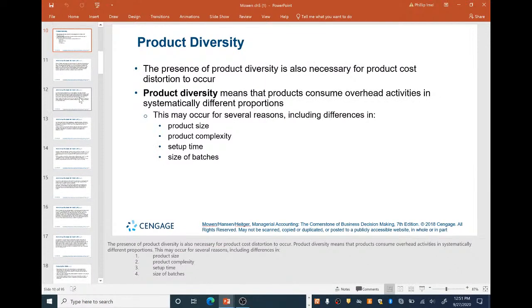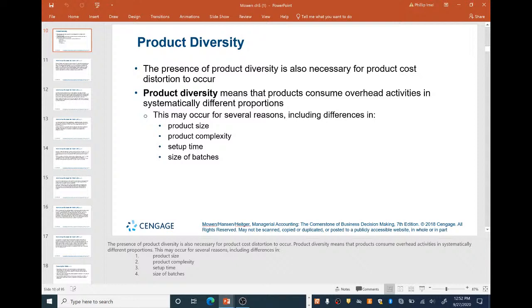Okay, let's talk a little bit about product diversity. The presence of product diversity is also necessary for product cost distortion. Product diversity means that the products consume overhead activities in systematically different proportions. This may occur for several reasons. We can see here there's a list of reasons.